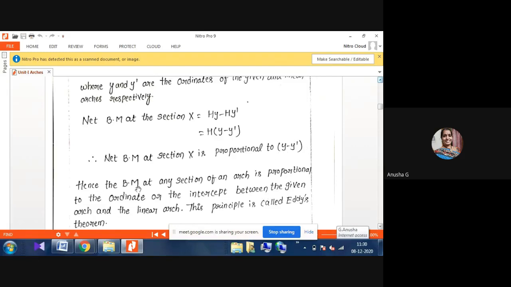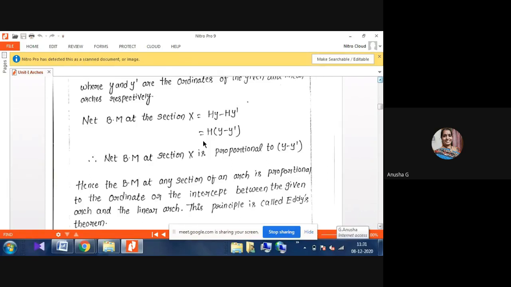Here you see the definition. Hence, the bending moment at any section, wherever you are considering at X distance or Y distance or Z distance of any arch, is proportional to the ordinate of the intercept between the given arch and the linear arch. Whatever the bending moment M is, it must equal the horizontal reaction H multiplied by the ordinate difference between the given arch and the linear arch. This total is called the principle of Eddy's theorem. This is one of the main important ones. Simple, very simple. We have to consider one normal section.